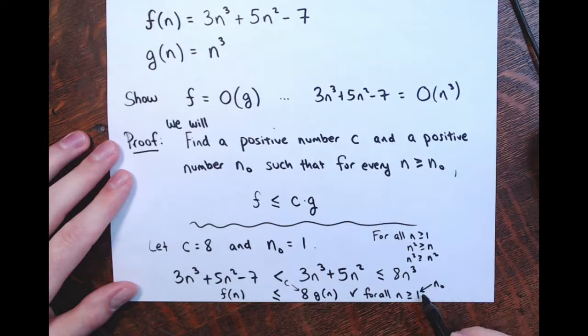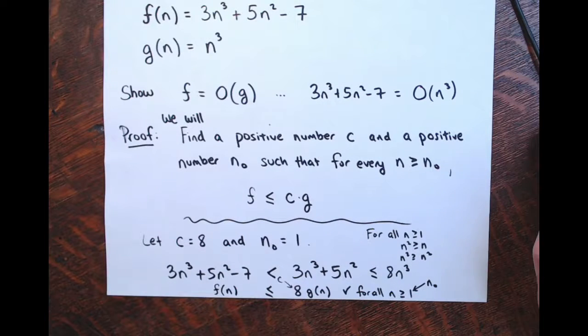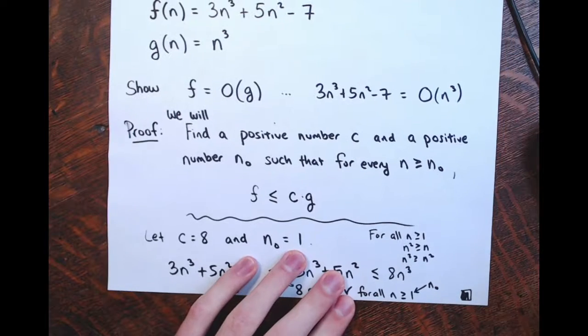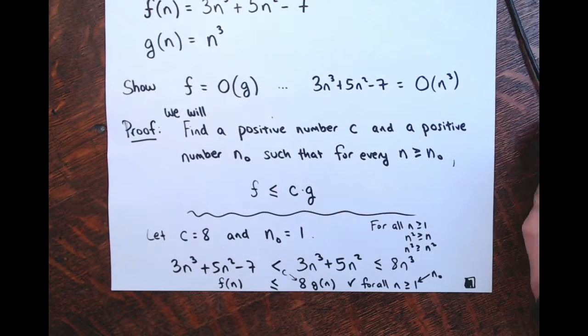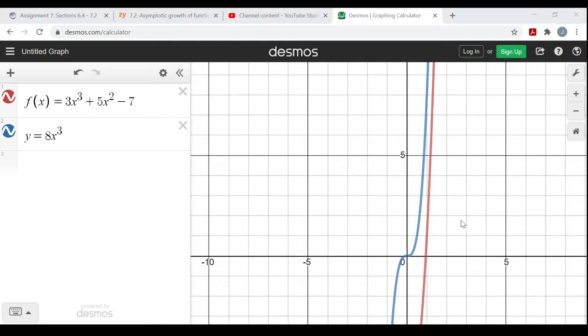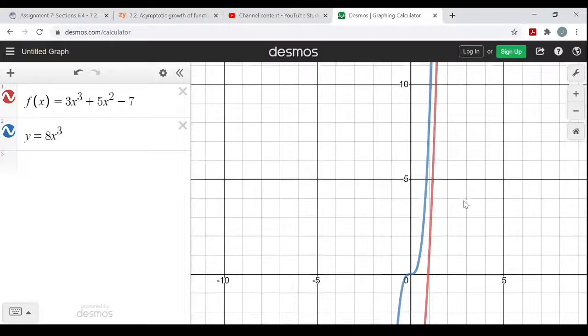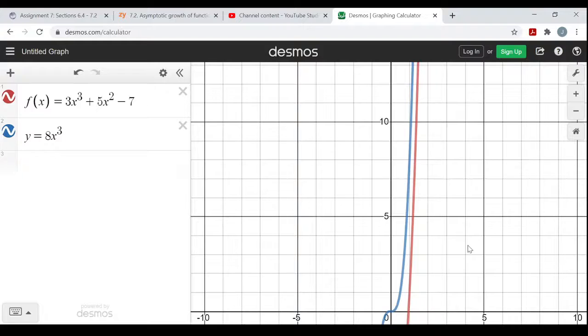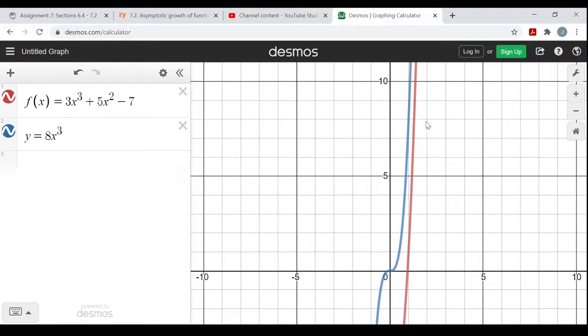There's your n0. And you can see that again in the graph. Right, you can see that, and then I'm done. F is O of g. I should have stated that as well, that f is O of g. But again, you can see that in the graph: 8 times x cubed, just after x equals 1, is already higher than the red graph, than f.